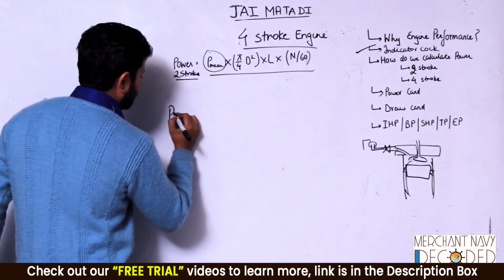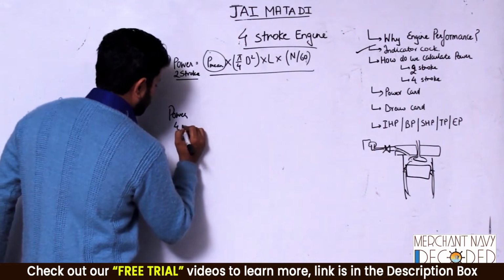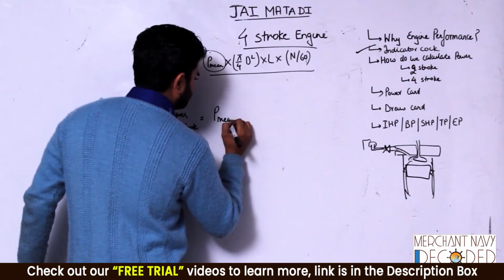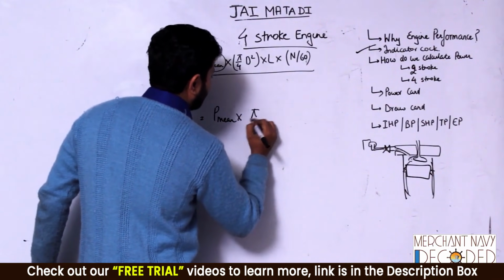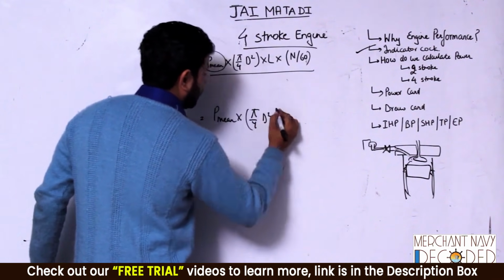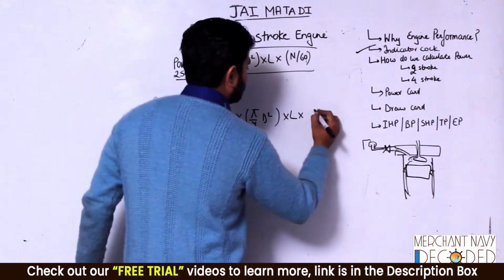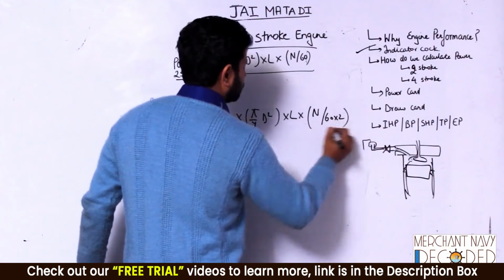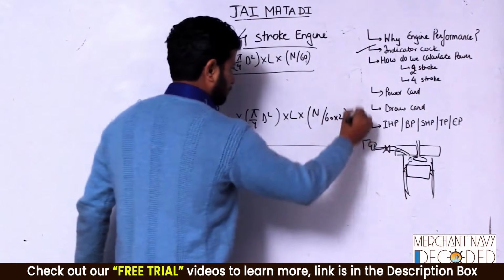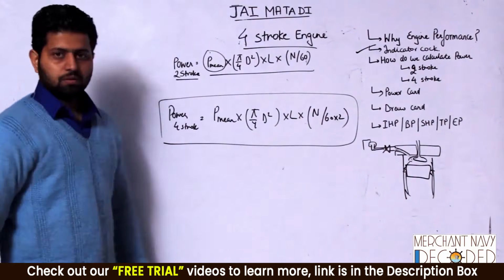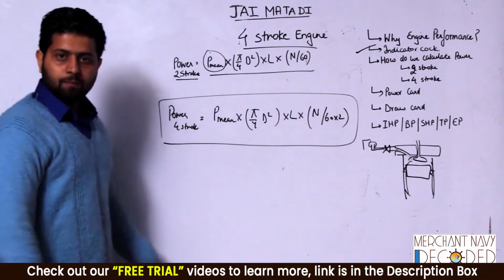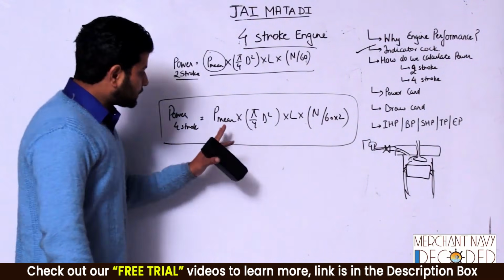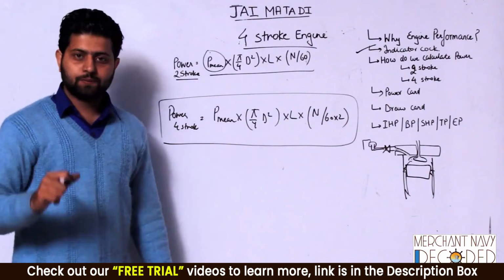In case of power, 4-stroke, it becomes P mean into pi by 4 d square into L into n by 60 into 2. That means it becomes half. Clear, guys? Now this is something important for you guys to know as well.